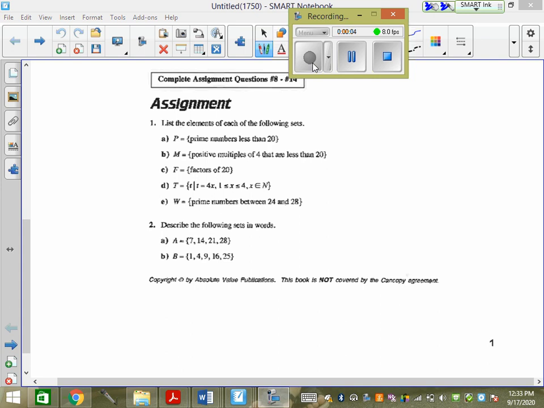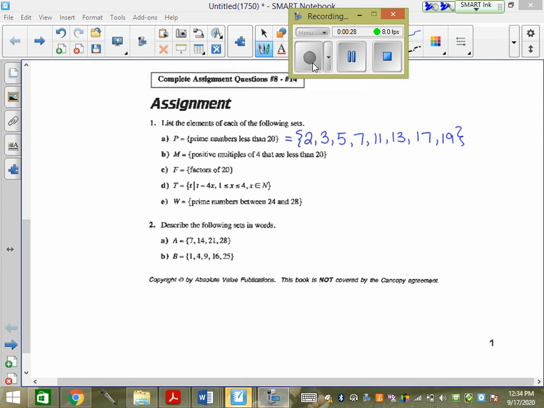Number 1. List the elements of each of the following sets. P is prime numbers less than 20. What's the first prime number? 2, 3, 5, 7, 11, 13, 17, 19. And I stop there because it says less than 20. Plus 20 is not prime.